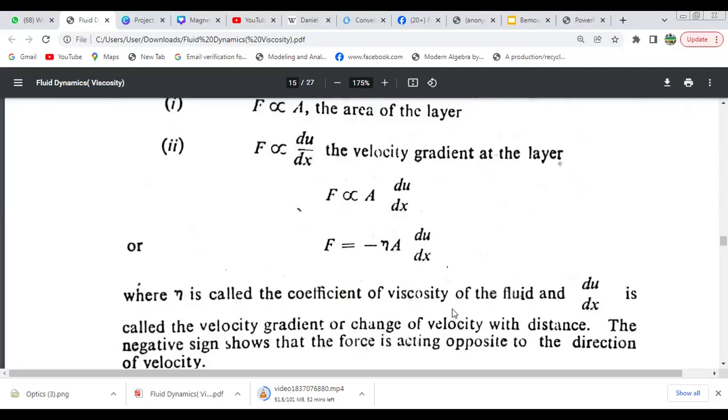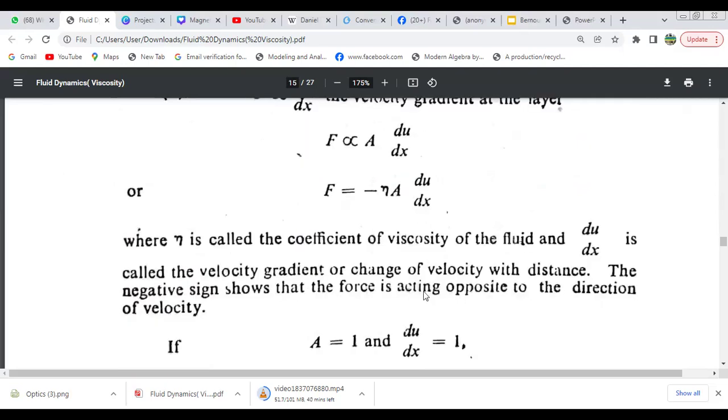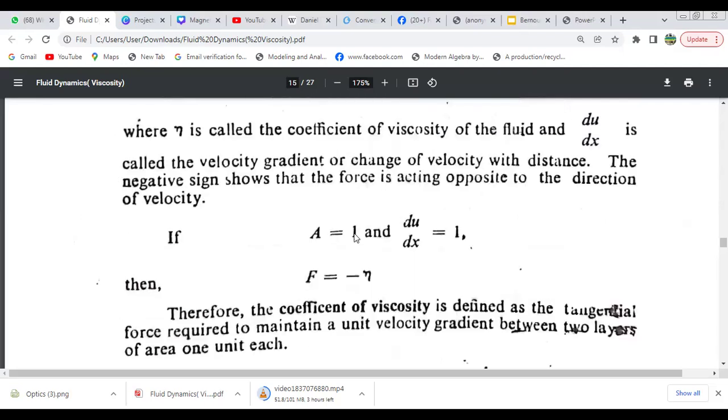Actually, eta is called the coefficient of viscosity of the fluid, and du divided by dx is called the velocity gradient, or change of velocity with distance, or rate of change of velocity of the liquid with respect to distance. The negative sign shows that the force is acting opposite to the direction of velocity. We have to remember this. And if A equals 1 area and the rate is 1, then we get F equals minus eta.